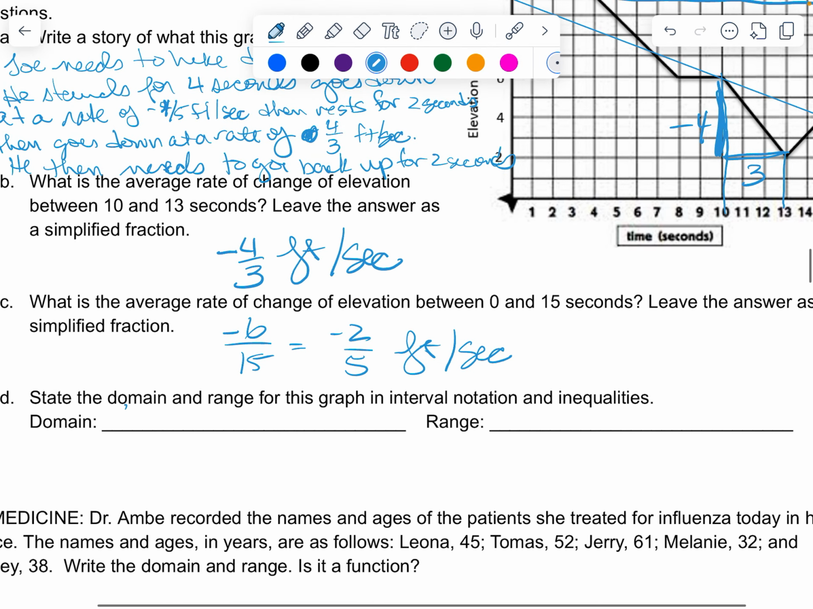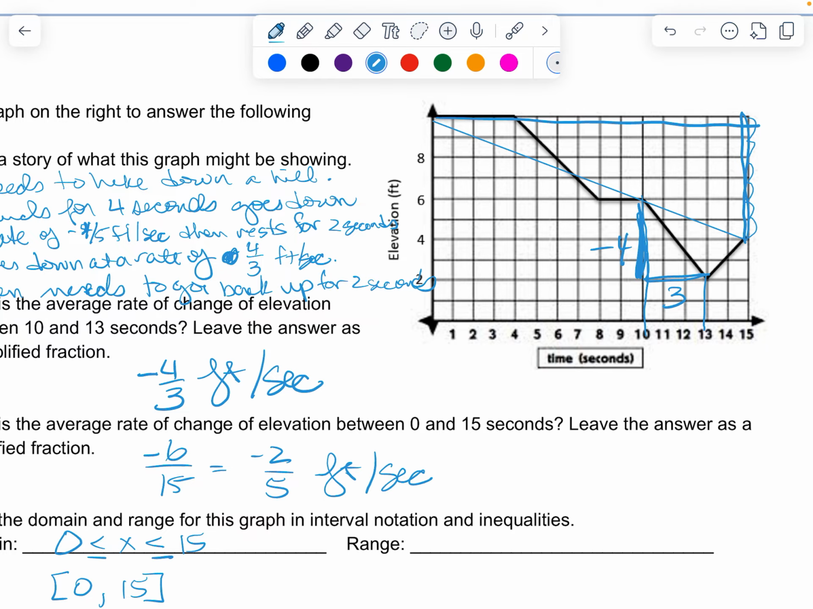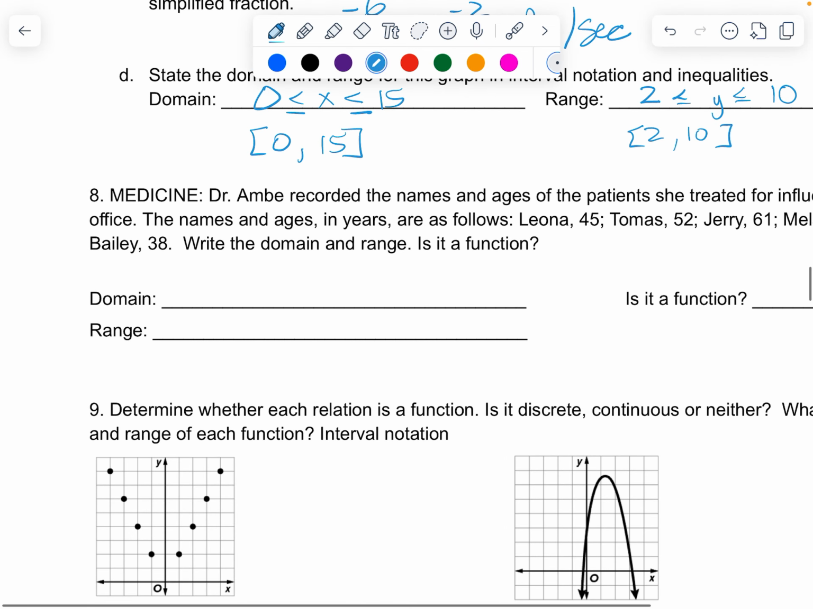What is the domain on this? Well, the smallest number on the x-axis was 0. The highest was 15, or you can write it 0, 15. Both 0 and 15 are included. The lowest range value is 2. The highest is 10. So you can write this either way. Oh, it says to write both of them.